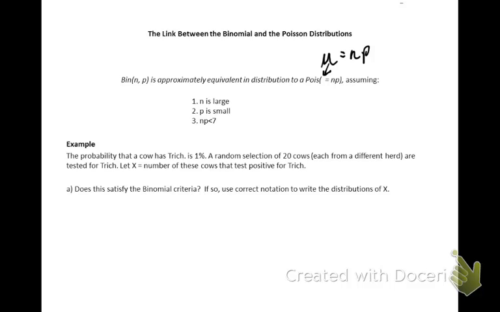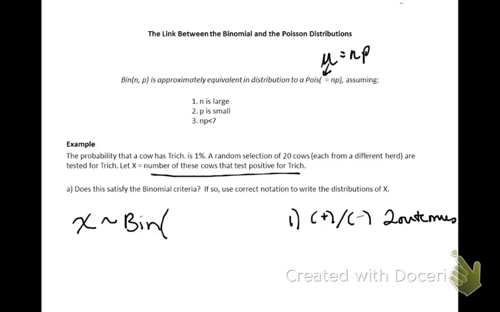Let's check our conditions. We know that x is the number of cows that test positive. So in our setting, x would be binomial, remember bi meaning two outcomes. Well, either the cow tests positive or negative. That's two outcomes. The next condition is that you need a fixed sample size. It says 20 cows from each herd were selected at random. So there is a fixed sample size.